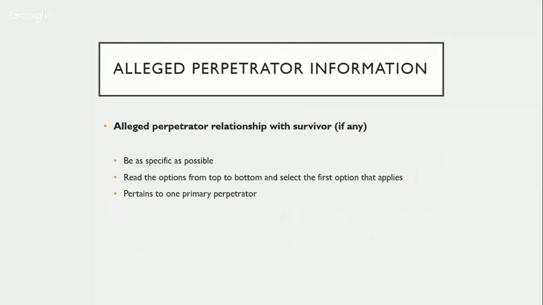Then the next question asked about the relationship with the survivor. This is a really important data point for aggregate analysis. It's important to be as specific as possible. The best way to do this is to read the options from top to bottom and select the first option that applies. With this question, we can only tick one box. So here we need to pick one of the primary perpetrators and answer the question accordingly.